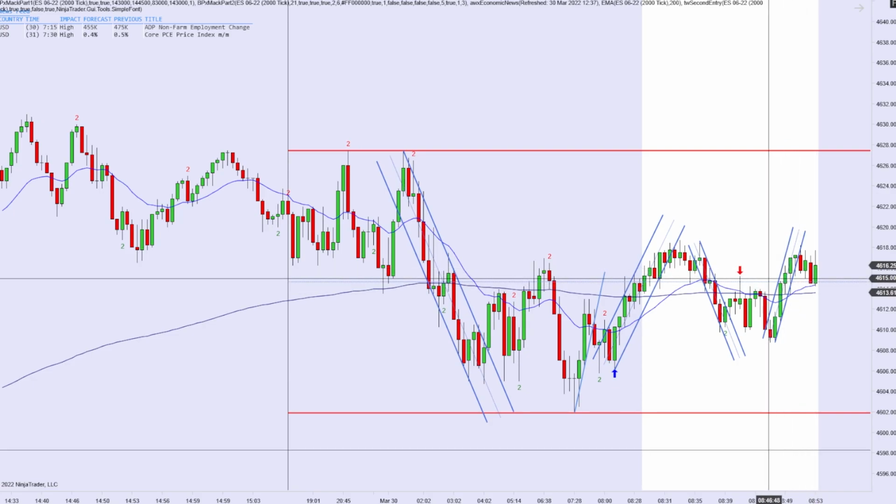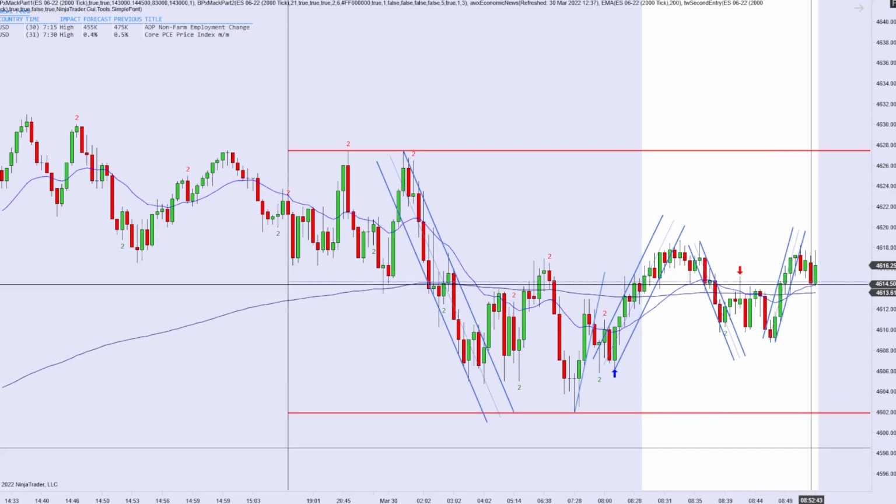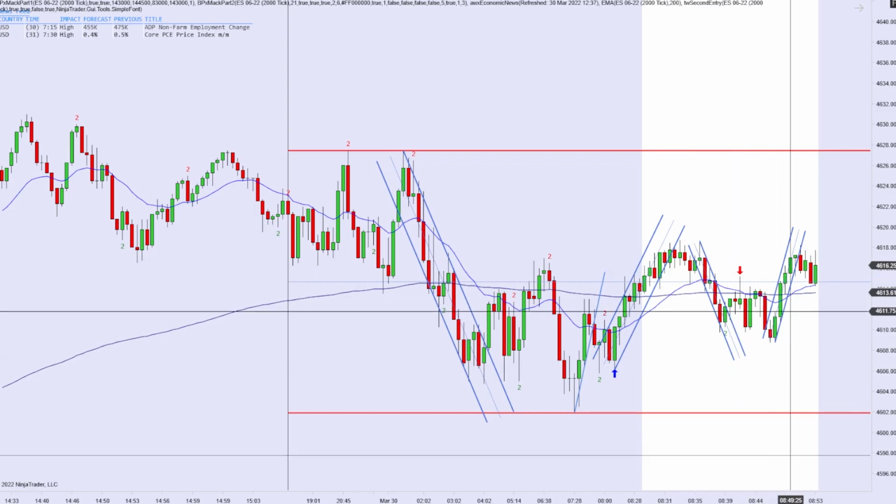And what are we looking for? We are looking for a second entry long here at EMA, right? Because this downtrend has played out. We're looking for prices to come back up.